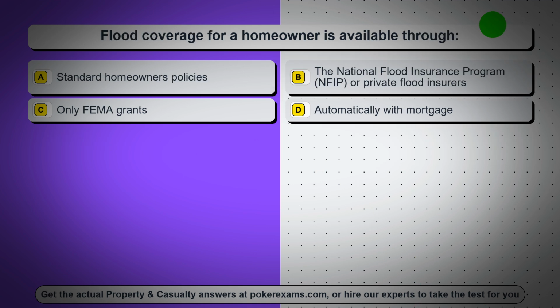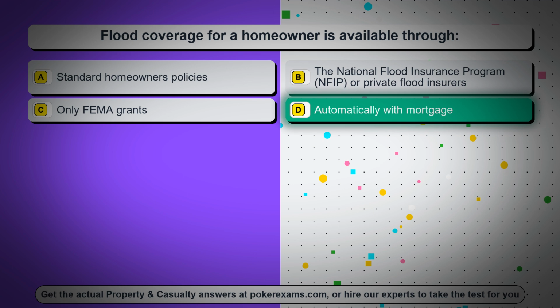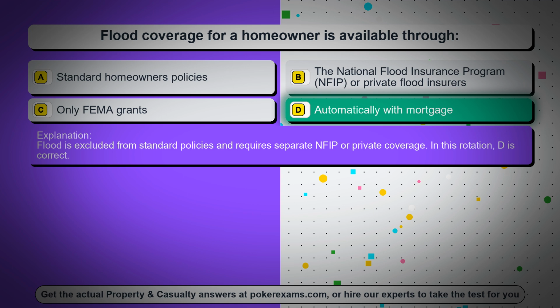Question 33. Flood coverage for a homeowner is available through. Option A, standard homeowners policies. Option B, the National Flood Insurance Program, NFIP, or private flood insurers. Option C, only FEMA grants. Option D, automatically with mortgage. The correct answer is option D, automatically with mortgage. Flood is excluded from standard policies and requires separate NFIP or private coverage. In this rotation, D is correct.